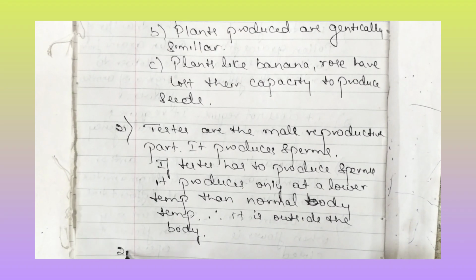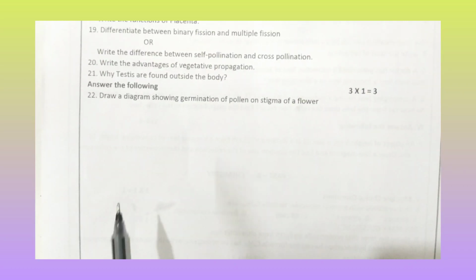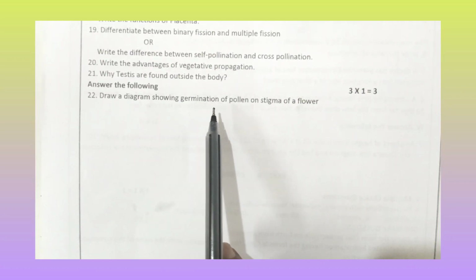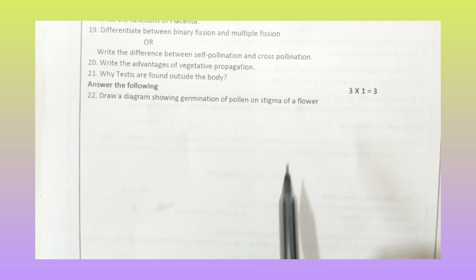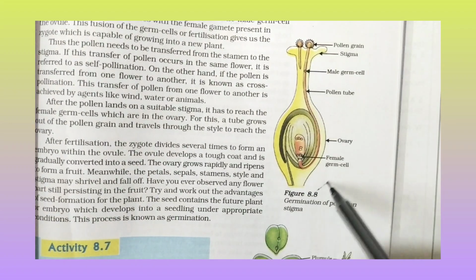Now let us move to the 22nd question, and this is the last question of the biology part. Draw a diagram showing germination of pollen on stigma of a flower. We have to show the diagram showing the germination of pollen grains on stigma of a flower. So this is the diagram you have to draw.